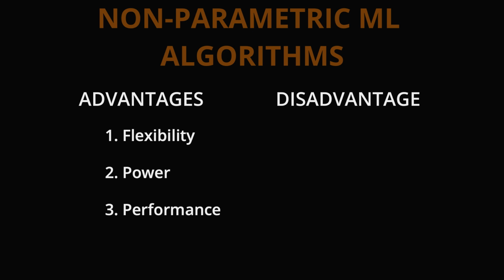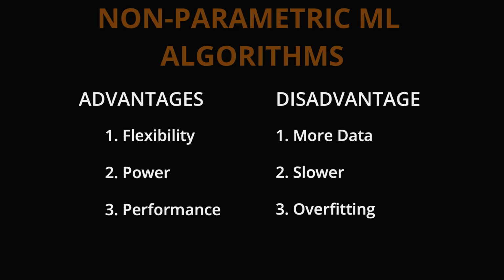Disadvantages. Because it doesn't have any assumptions, it requires a lot of training data to learn. Because of the amount of data and also the flexibility, it is a lot slower in nature as compared to the parametric machine learning algorithms. There's also a tendency of overfitting. It's harder to explain why specific predictions are made by non-parametric machine learning algorithms.